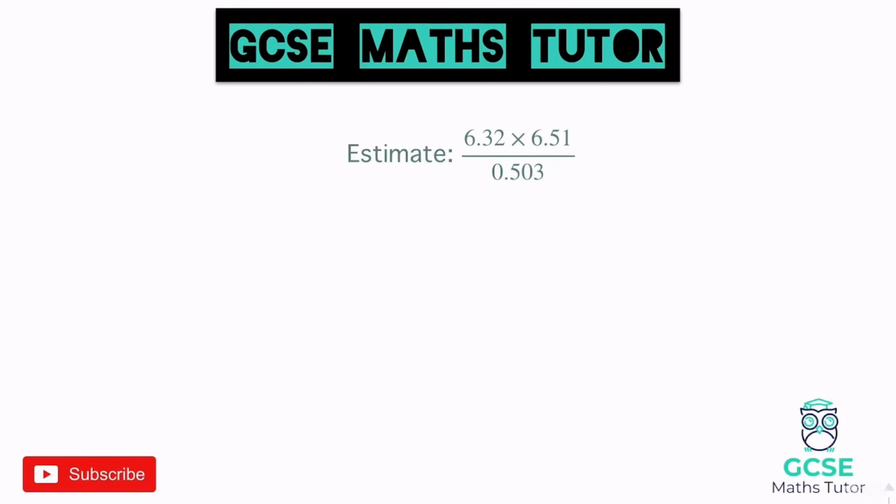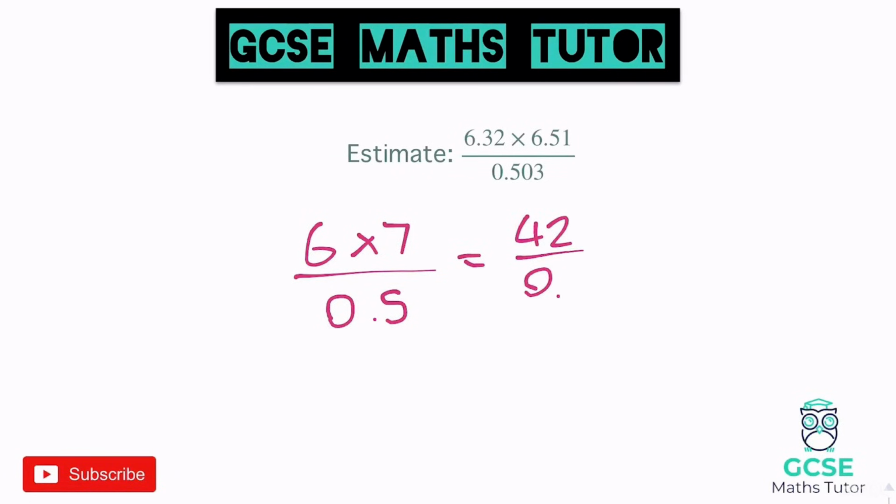Okay, so we're going to round these numbers to one significant figure. So 6.32 is going to round to 6, 6.51 rounds to 7, and then 0.503 to one significant figure on the bottom is 0.5. And whenever we've got these, we've got to work out what's on the top and what's on the bottom. So on the top there, 6 times 7 is 42, and it's 42 divided by 0.5.